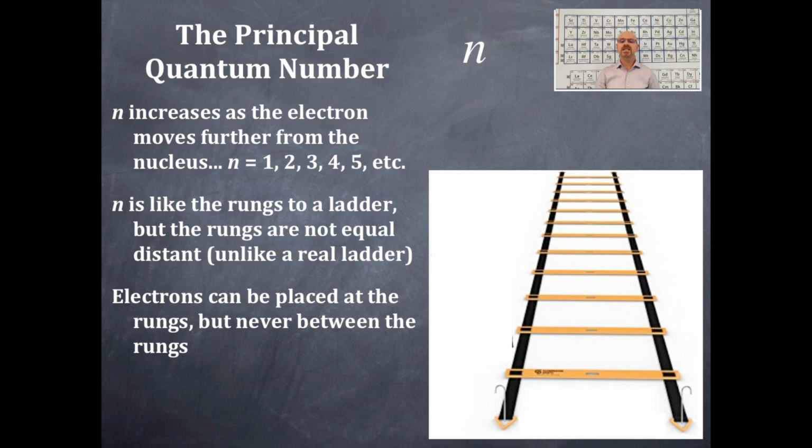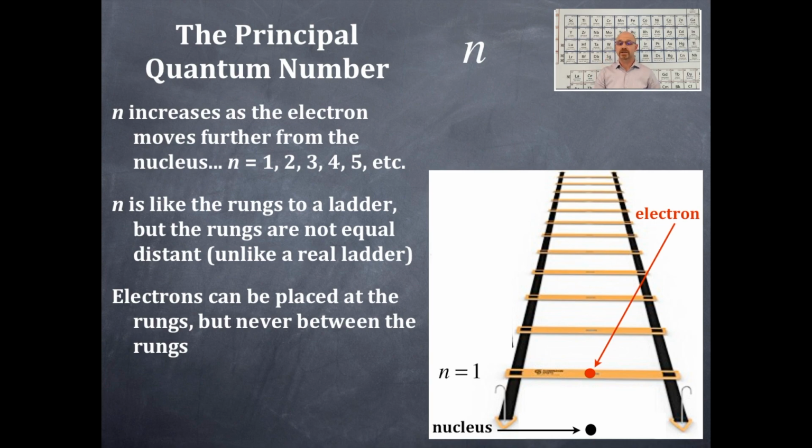Okay, and so here's an example of a ladder like what we have. We have the nucleus right there in the middle, okay? And then here's an electron. This electron is at the rung of a ladder. That's the yellow section where you place your feet, okay? The rails to the ladder are the black sections of this example.